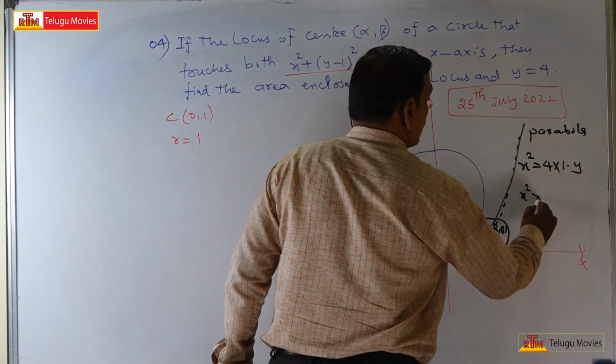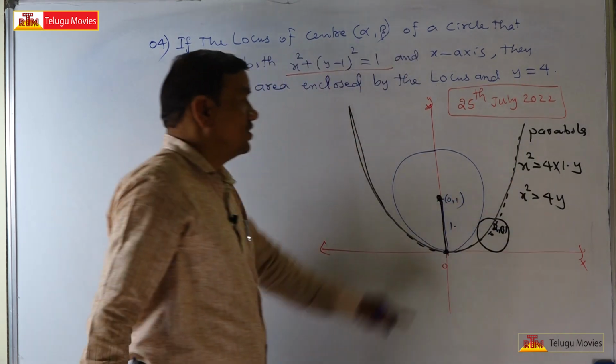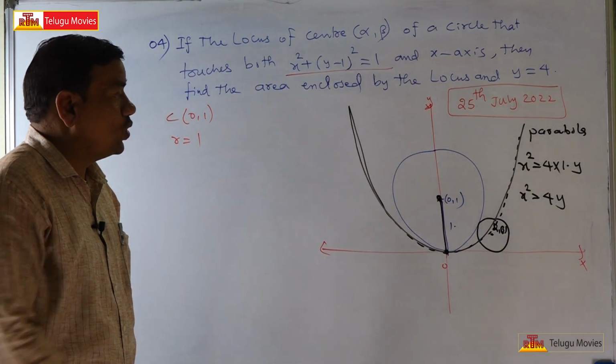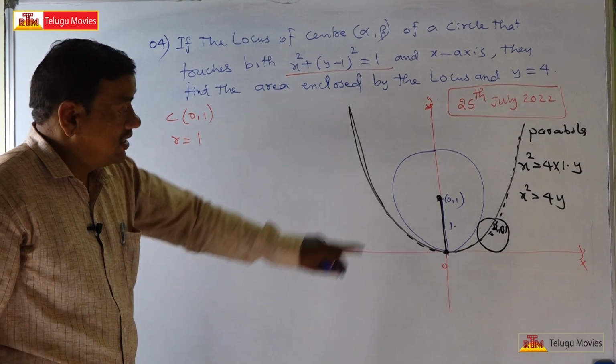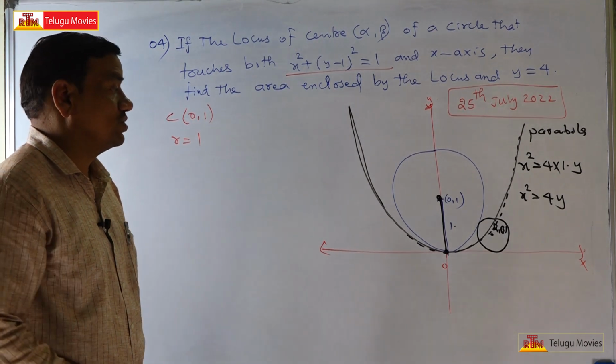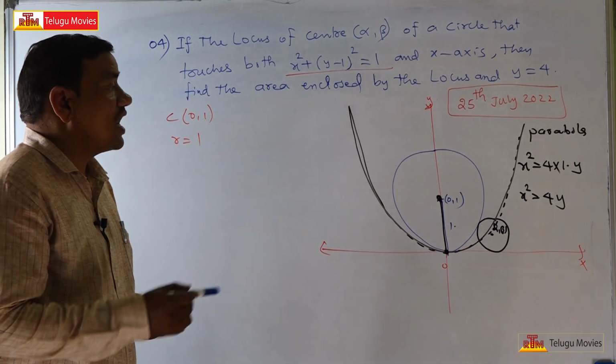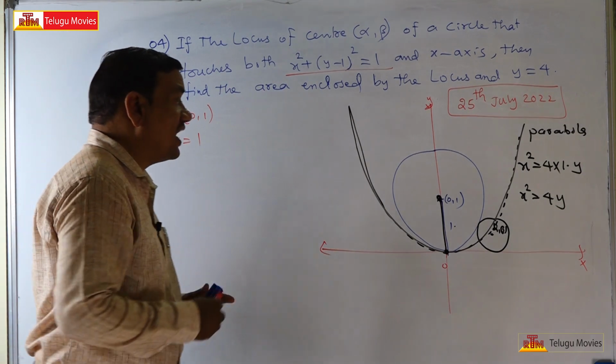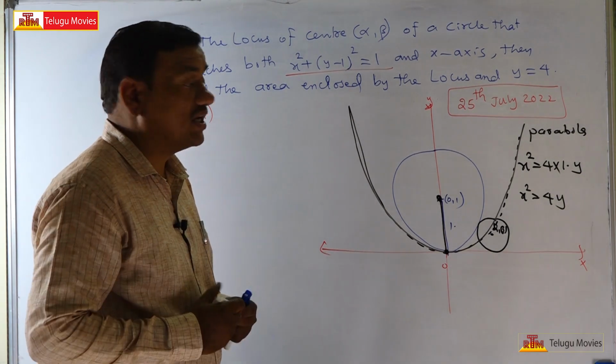That is x square is equal to 4y. So the equation of the locus of the center of that black colored circle is x square is equal to 4y. Sir, how is it? Now you remember that, and now I will give the proof for that also.